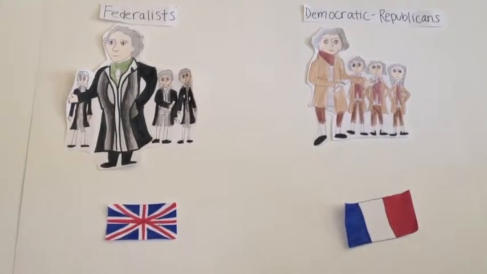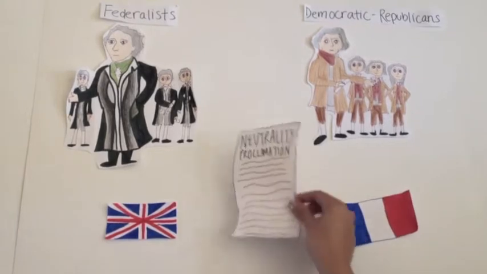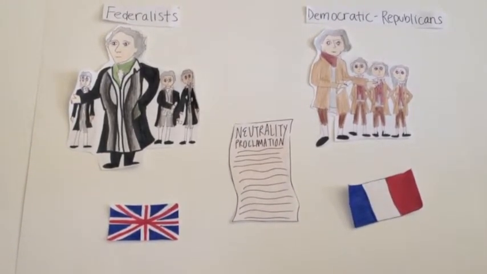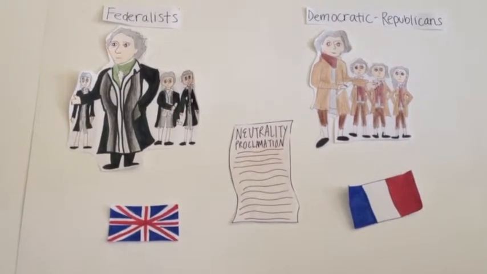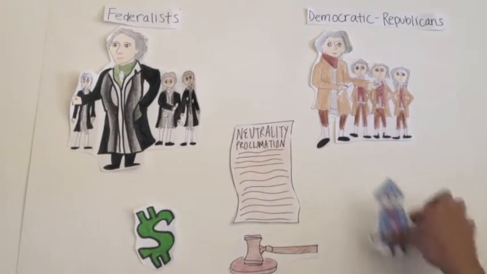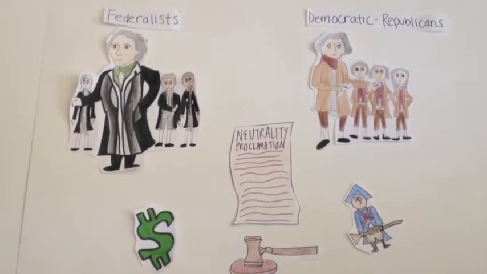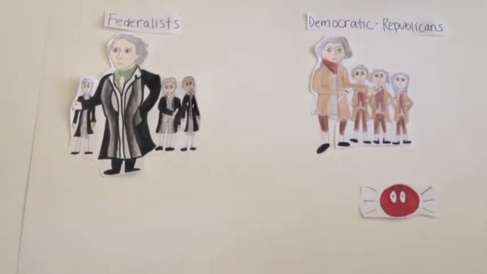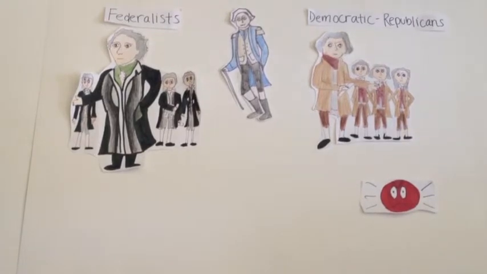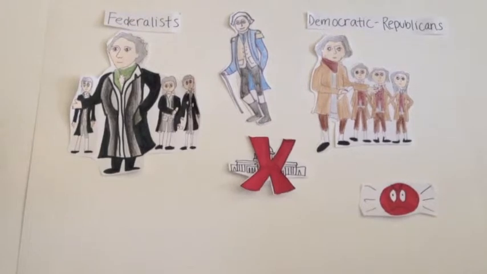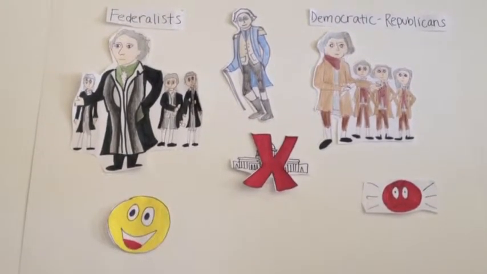In 1793, Washington issued the Neutrality Proclamation, stating that the U.S. was to stay neutral in the war because they were economically, politically, and militarily weak. The Democratic Republicans were infuriated by this proclamation, especially since Washington did not consult Congress about it, while the Federalists were elated due to Washington's opinion.